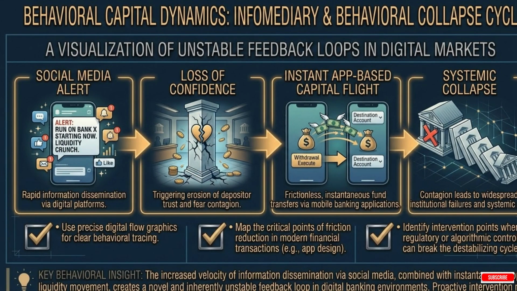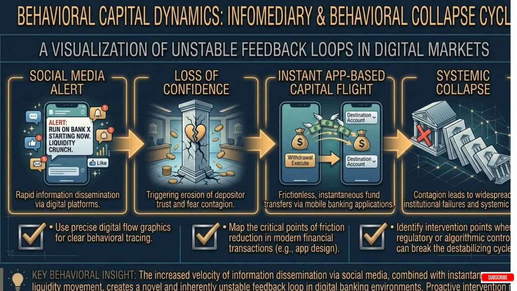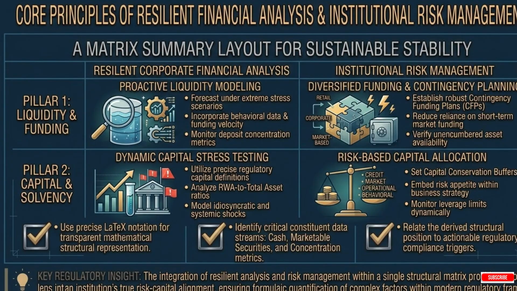The behavioral cycle of a digital bank run is rapid. It moves from a social media alert to a loss of confidence, leading to instant, app-based capital flight and potential systemic collapse. In conclusion, proactive risk management requires a focus on structural duration risk, corporate governance, granular deposit quality, and resilient institutional financial analysis.